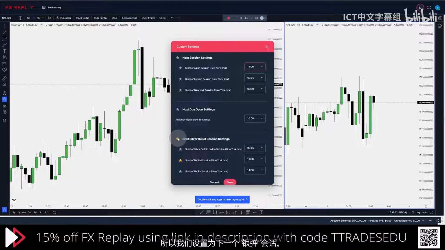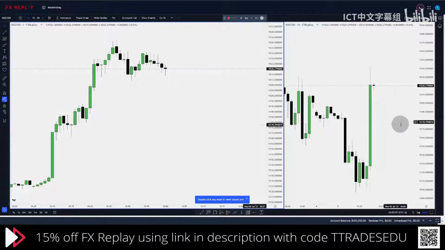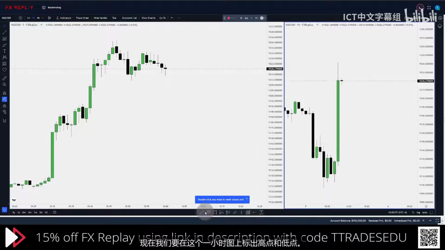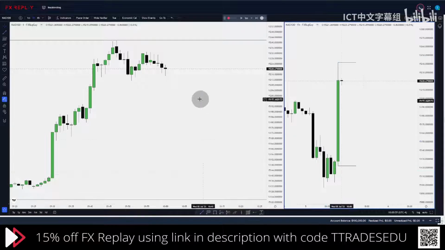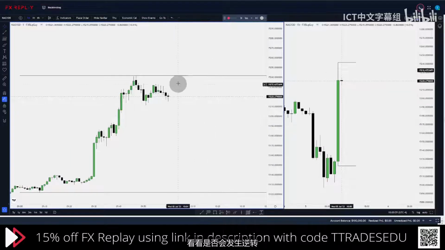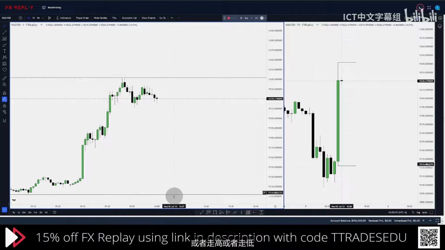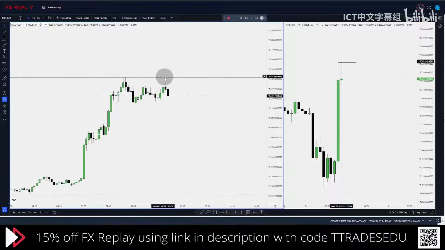So we have it set to next silver bullet session, so the start of the New York AM at 10. So using that, when we hit go to, here we are at 10 a.m. Now what we do is we mark out the high and low on the 1 hour chart here. From here, going to be watching the 1 minute to see if we get a reversal, or take this high or take this low. Letting this play ahead, shallow sweep.